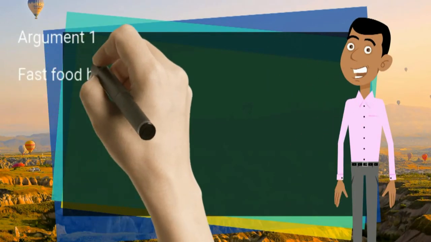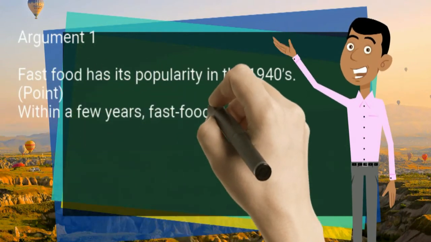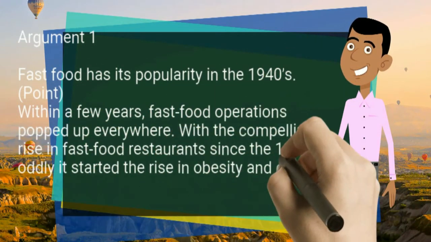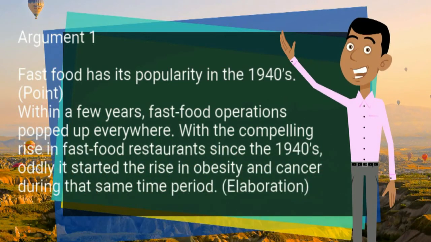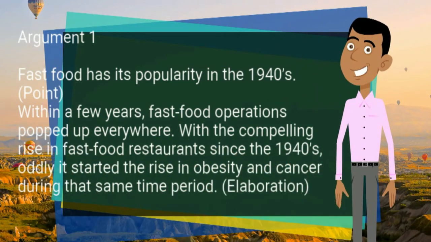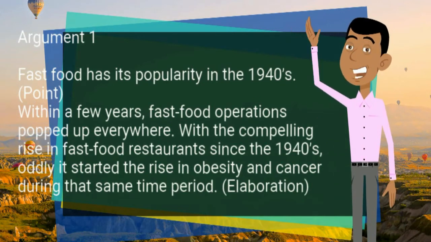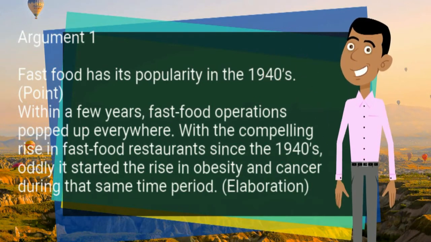Fast food has its popularity in the 1940s. Within a few years, fast food operations popped up everywhere. With the compelling rise in fast food restaurants since the 1940s, there started the rise in obesity and cancer during that same time period. Argument 1. Point. Elaboration.